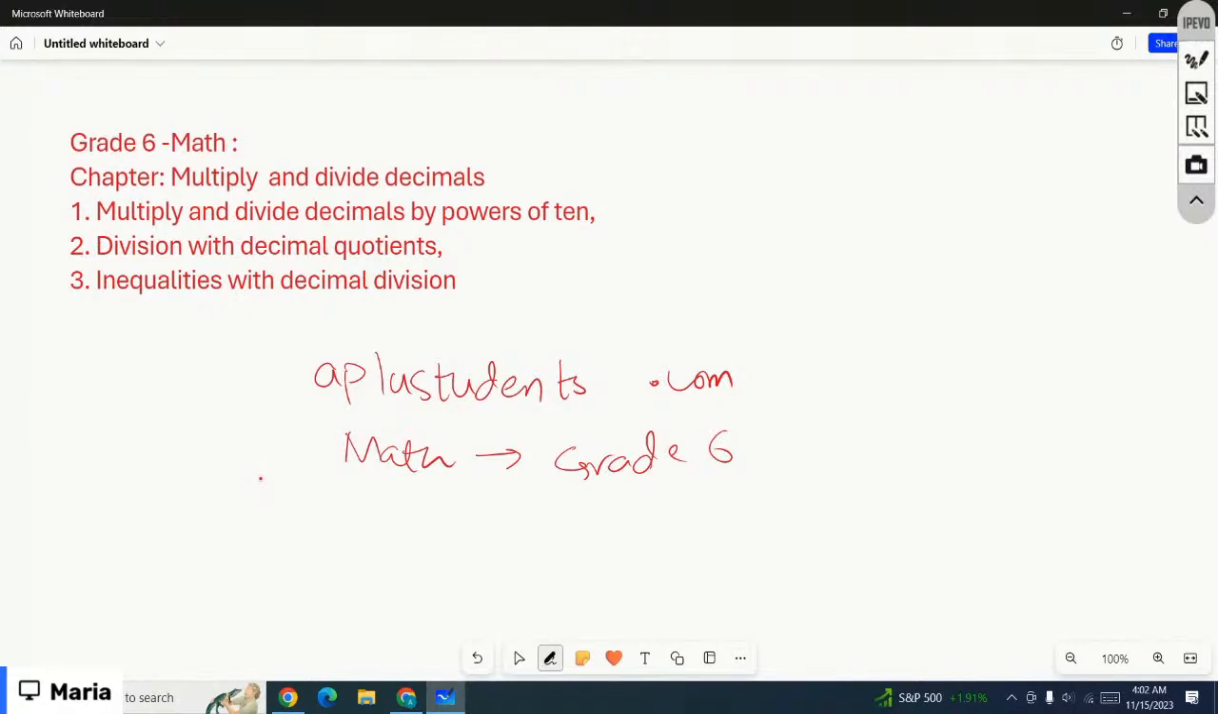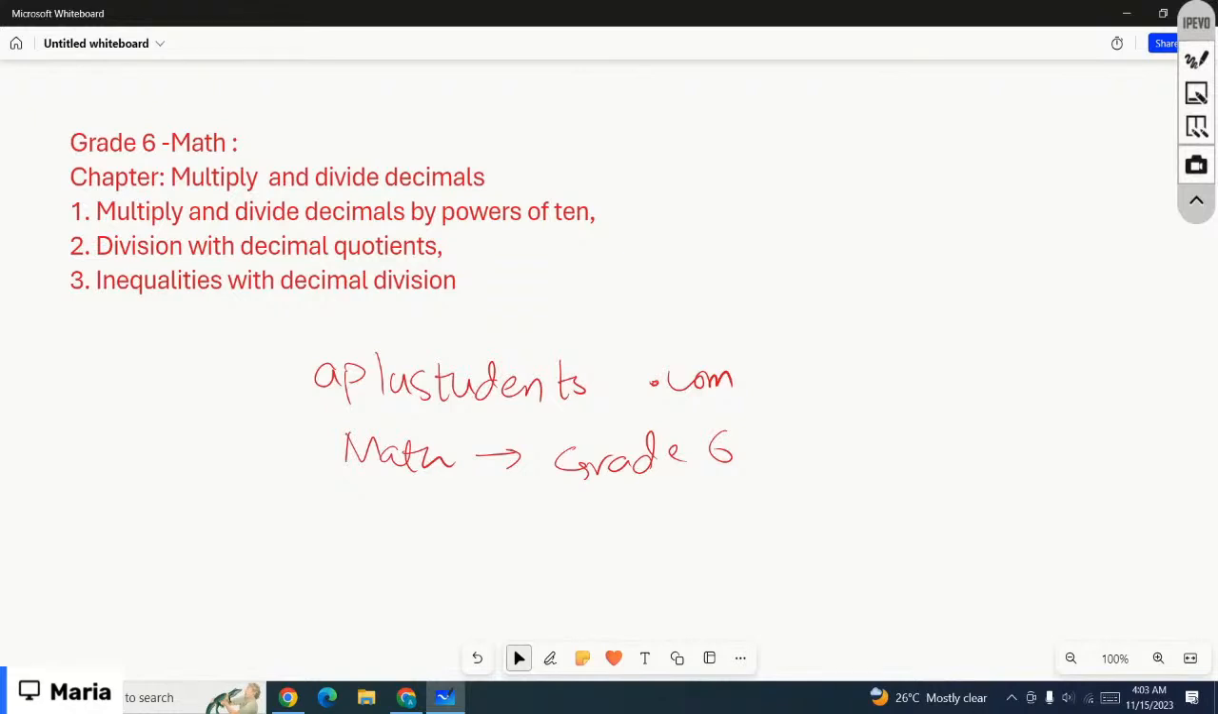We're going to start with the chapter multiply and divide decimals. The lessons we're going to cover today are multiply and divide decimals by power of 10, division with decimal quotients, and inequalities with decimal division. So please make sure you have your notebook and pencil so that you can note down the important examples and definitions as well. Let's just start with the first lesson.